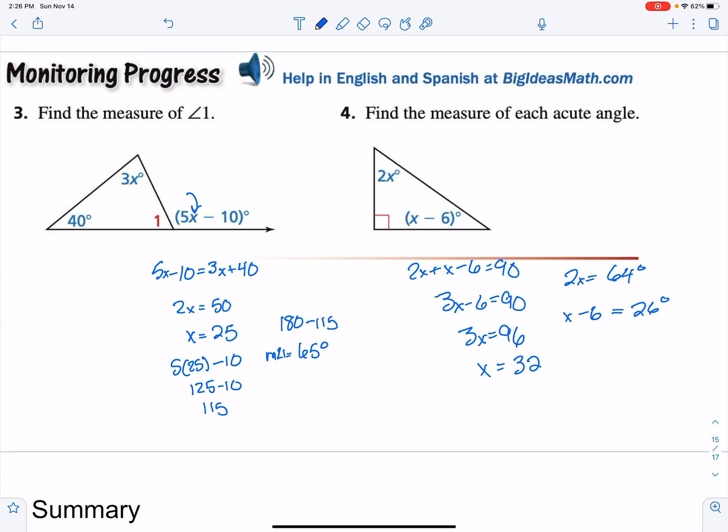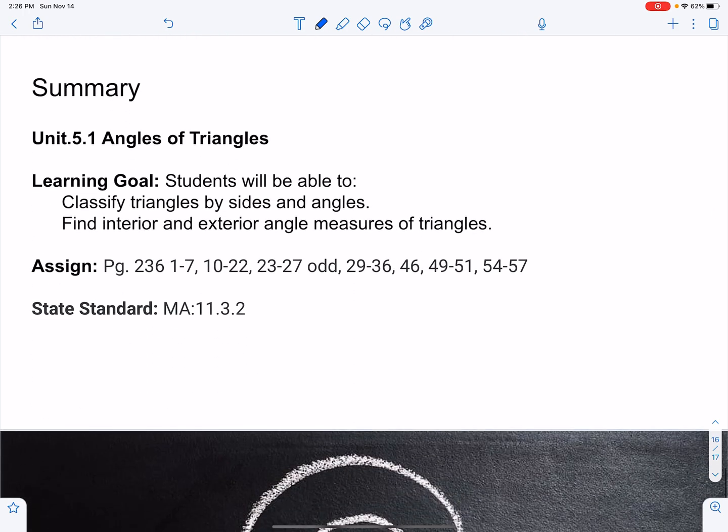Okay, so in summary, we were using the angles of triangles. We learned a couple theorems. Again, some of it was new. The stuff that was new, though, was kind of common sense stuff that we could pile on to stuff we already know. The assignment's there for you.